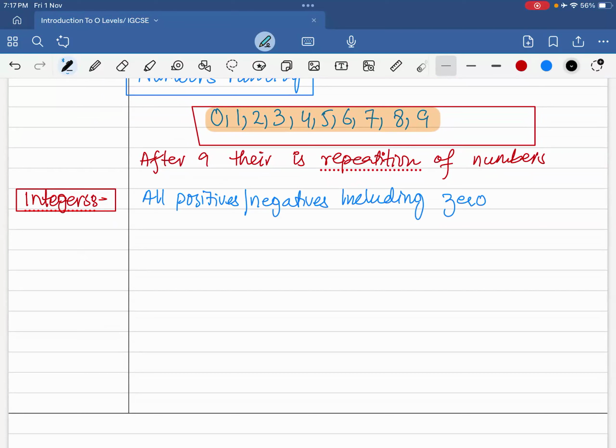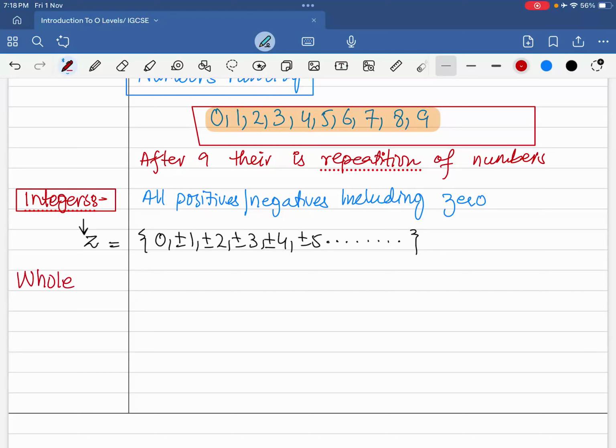Let me give you an example here. I am going to write integers in the form of a set, and integers are represented by the letter Z. So integers can be 0, ±1, ±2, ±3, ±4, ±5, and so on. Understood, everybody? Any problem so far? It's very basic.